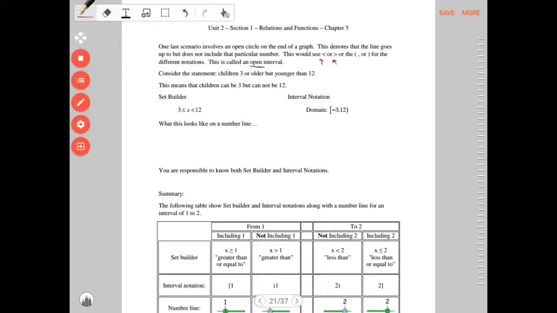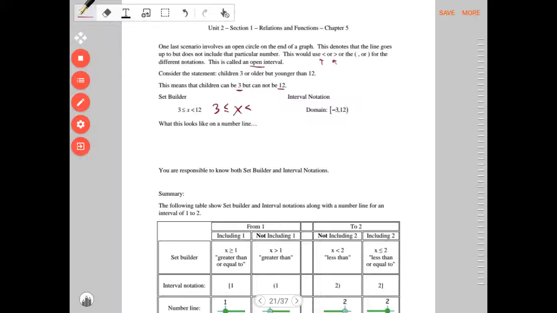So consider the statement, children 3 or older, but younger than 12. This means that children can be 3, but they can't be 12. They have to be younger than 12. In set builder notation, you are allowed to equal 3, so that's why we have the less than or equal to sign. So 3 is less than or equal to x. However, we're not allowed to be 12.